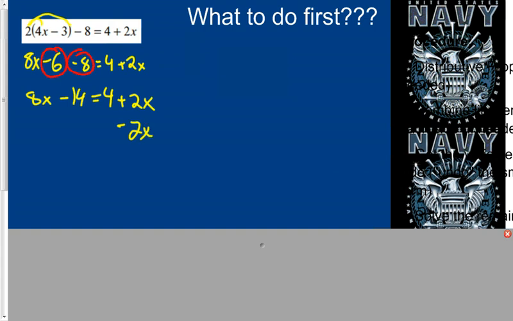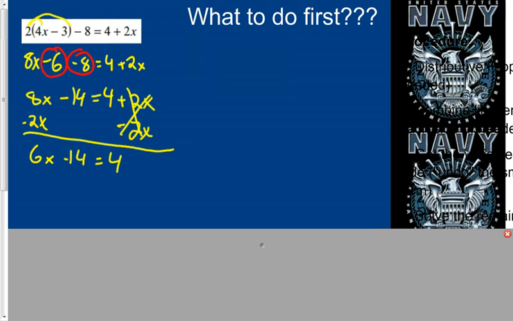Now again, it's not division because we're not just getting rid of the 2. We want to get rid of the whole 2x. So we have to subtract that whole term. And on the other side of the equation, we have to subtract it as well. And when you do that, what's left over is 6x and then everything else. So 6x minus 14 equals 4.